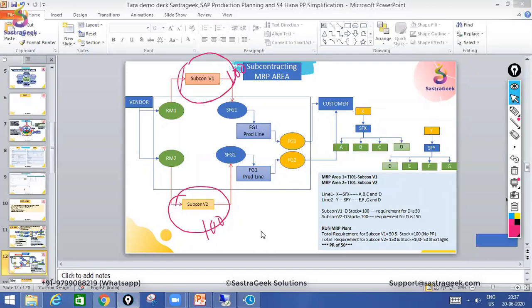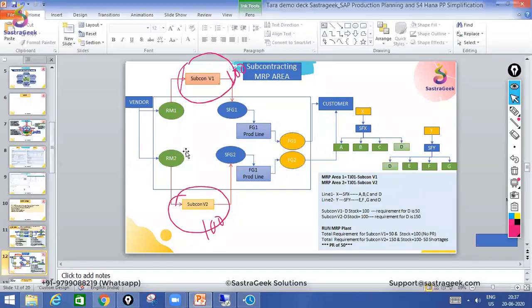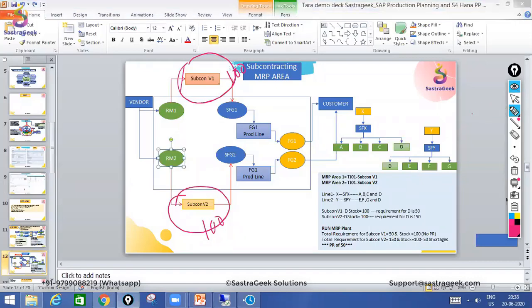Correct. Now, if I don't have stock here, and in this case I need to send 50 material to the subcontractor as per our scenario, that means the subcontractor has requested, or as per planning, there is a shortage of 50 material at the subcontractor. In that case, system will create a purchase requisition to the vendor for 50. Vendor will supply 50 here, and then we'll supply it to the subcontractor.